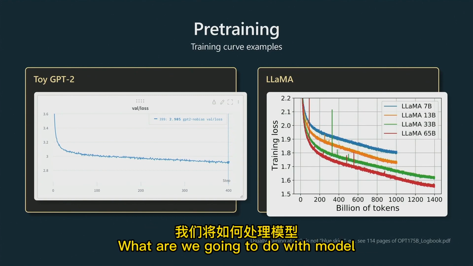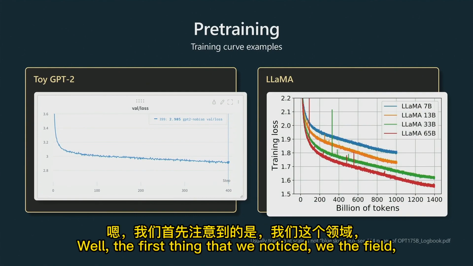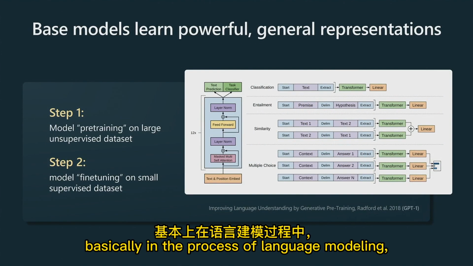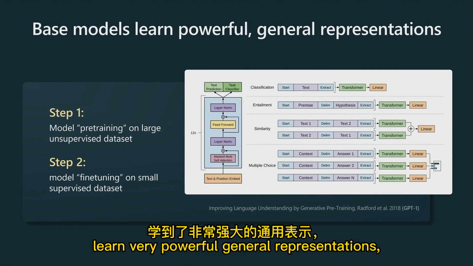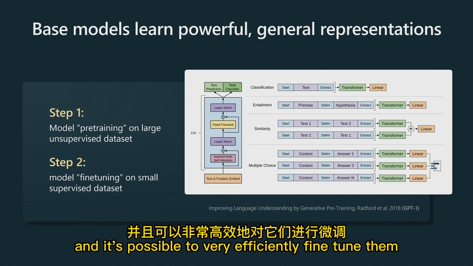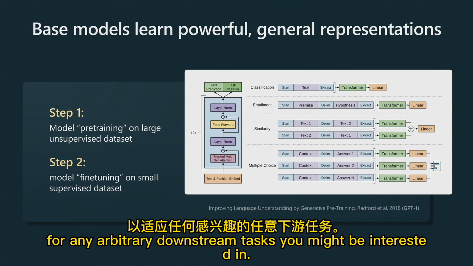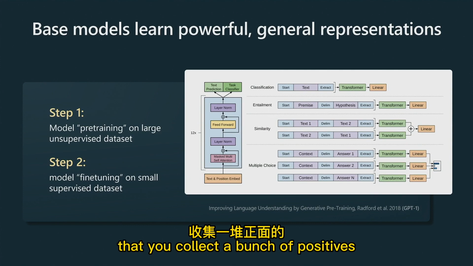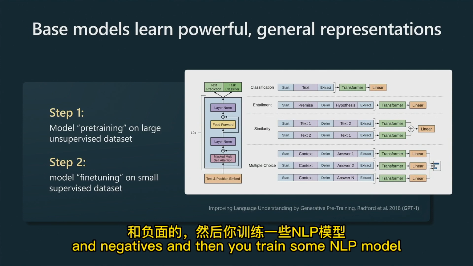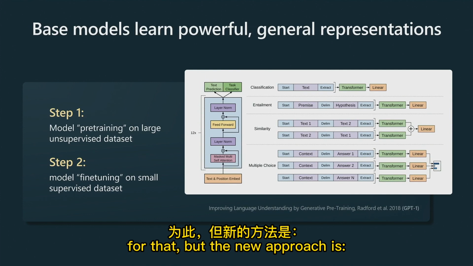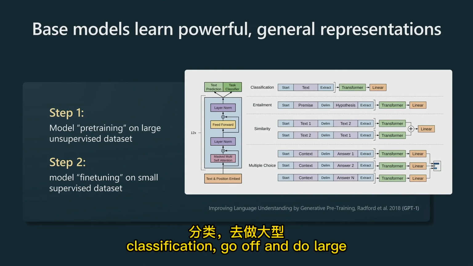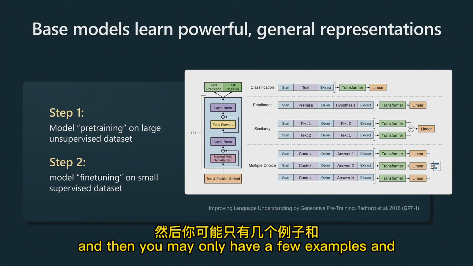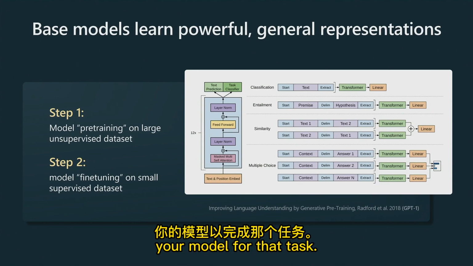Now, what are we going to do with this model once we've trained it after a month? Well, the first thing that we noticed, the field, is that these models basically, in the process of language modeling, learn very powerful general representations, and it's possible to very efficiently fine-tune them for any arbitrary downstream task you might be interested in. As an example, if you're interested in sentiment classification, the approach used to be that you collect a bunch of positives and negatives, and then you train some kind of an NLP model for that. But the new approach is: ignore sentiment classification, go off and do large language model pre-training, train a large transformer, and then you may only have a few examples, and you can very efficiently fine-tune your model for that task.